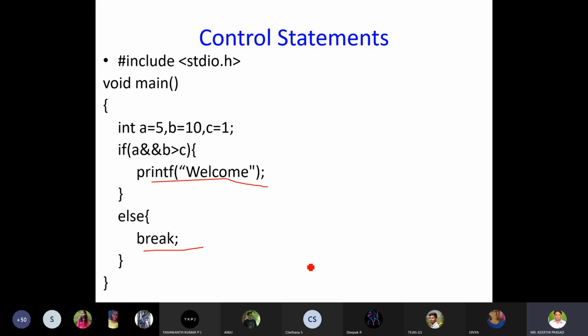A value is 5. And you know how logical AND works. If both the inputs, I mean both the operands, are true, only then the entire result will be true, otherwise false. A is 5, B is 10, C is 1. What is your answer?